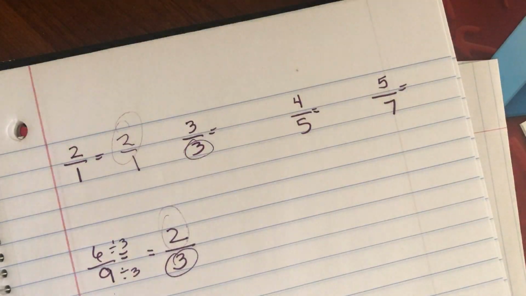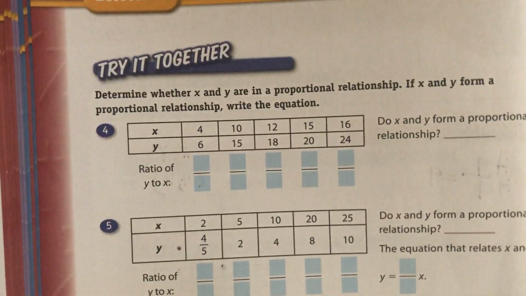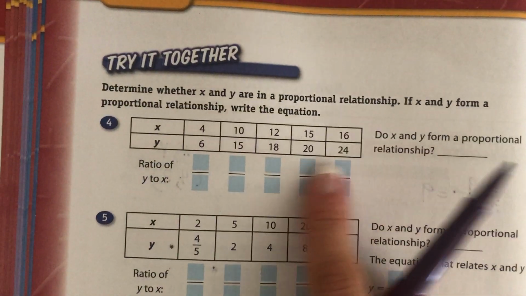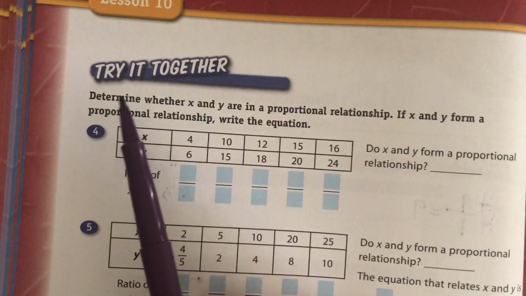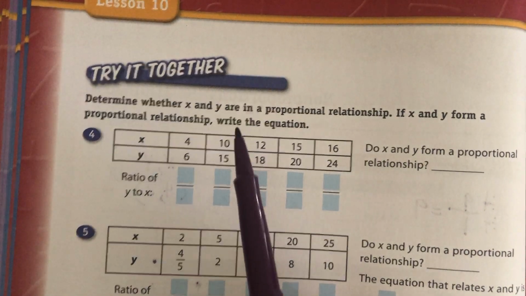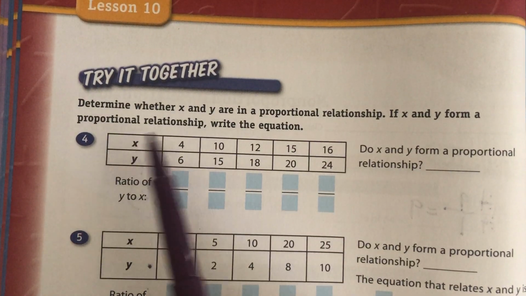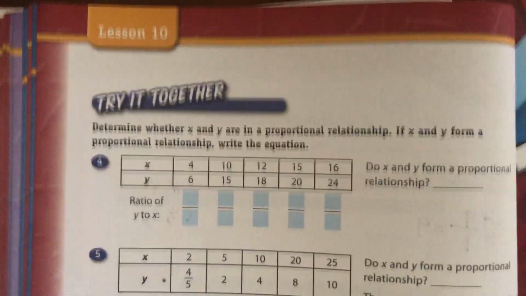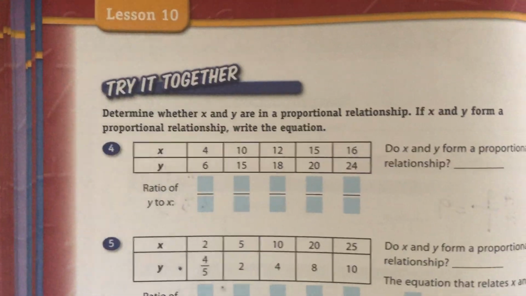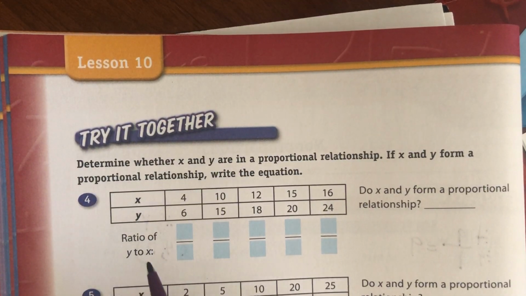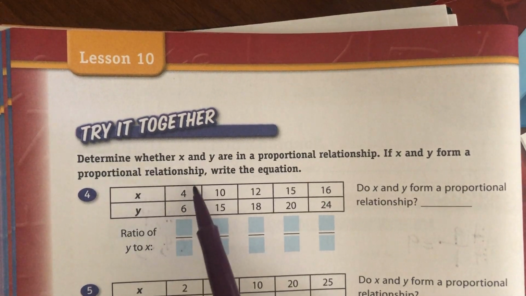All right. So if we go to try it together real quick and we go to number 4, let's look at this table. Okay. Directions say determine whether x and y are in a proportional relationship. If x and y form a proportional relationship, we're going to write the equation. All right. So ratio of y to x. So y to x.